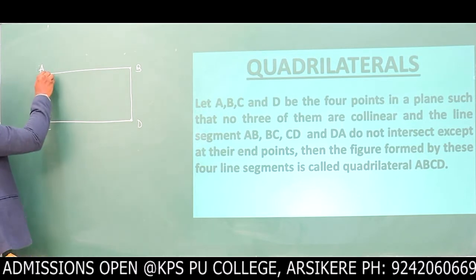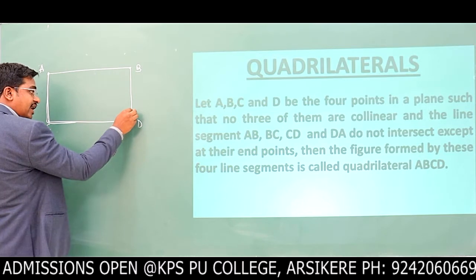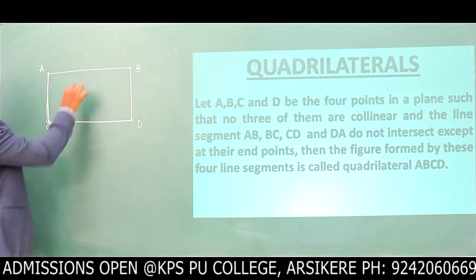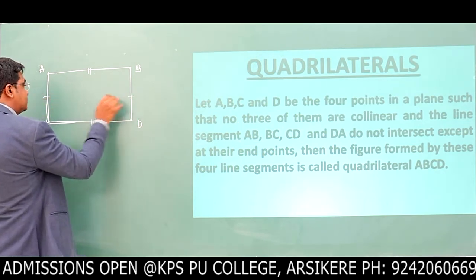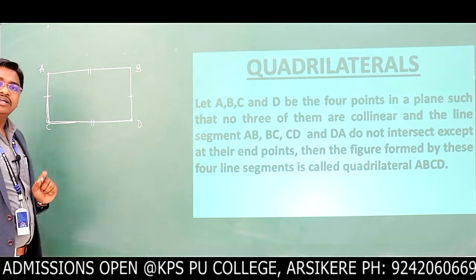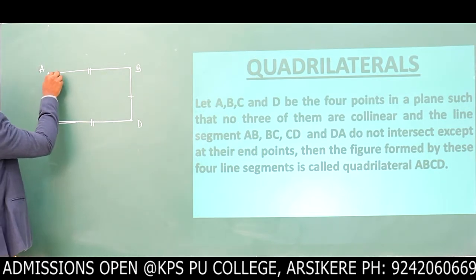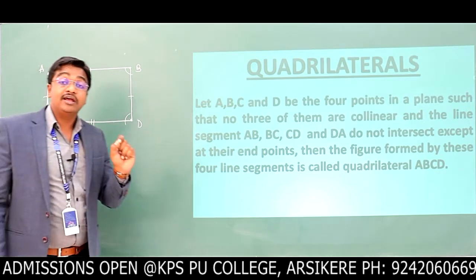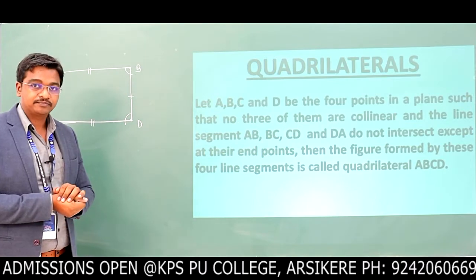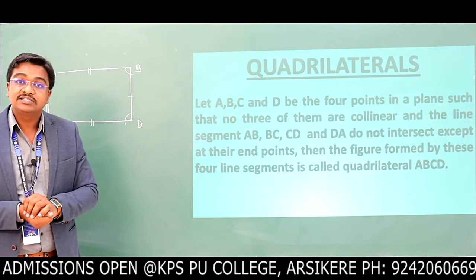And remember, these sides are called adjacent sides. These 2 are also adjacent. These 2 are adjacent. And look here, these are called opposite sides. This is also opposite sides. What is the sum of interior angles? Here also we get 4 angles, and here also we have 4. Sum of interior angles is equal to 360 degrees. So the sum of interior angles of a quadrilateral is 360 degrees.